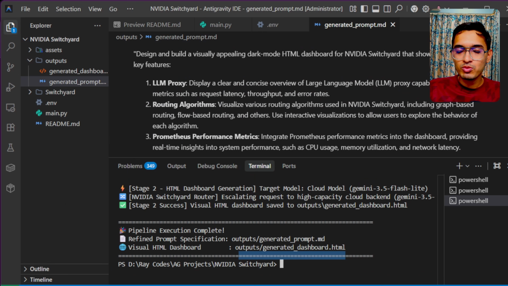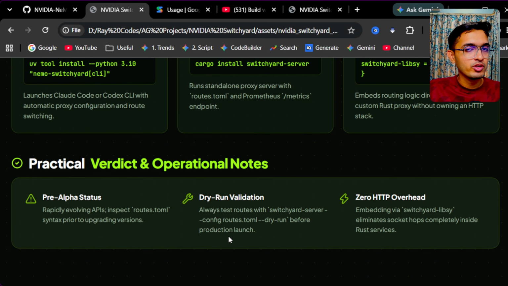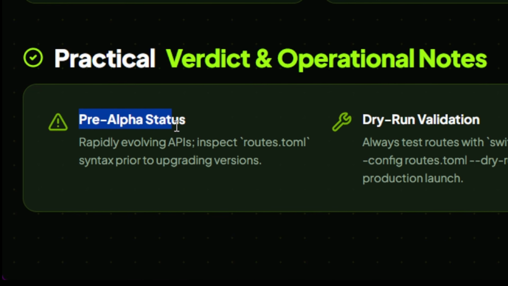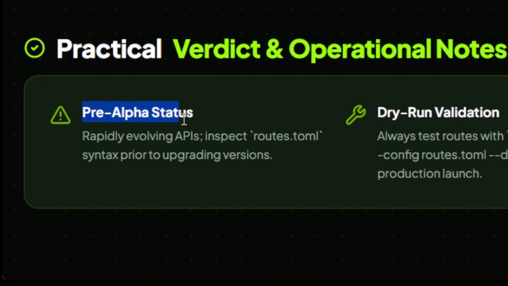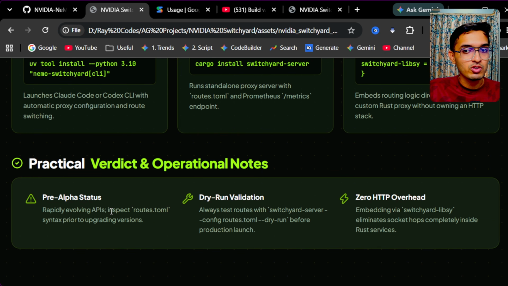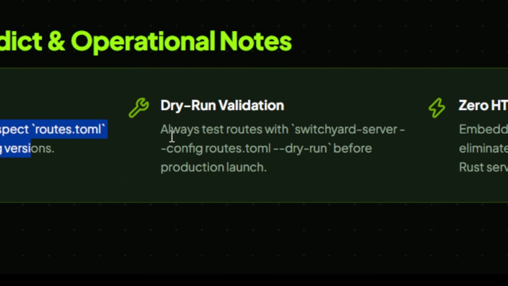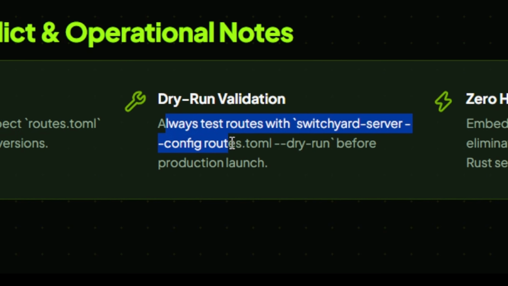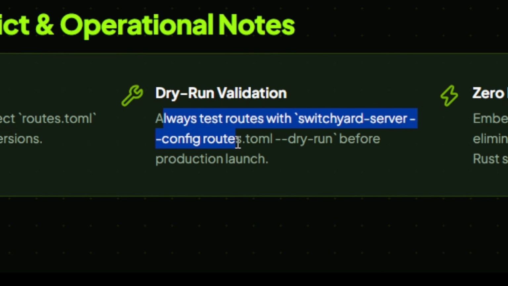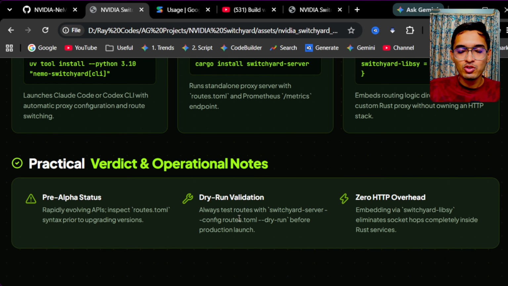So it is able to build me the full dashboard, but while deploying this in your deployment servers, just take note that the project is technically in pre-alpha status, meaning changes can happen fast. So always inspect first your routing syntax before upgrading to the new version. And to prevent breaking your AI applications, they have also added a safety feature where you can perform a dry run validation and simulate your new server configuration with the production launch systems.